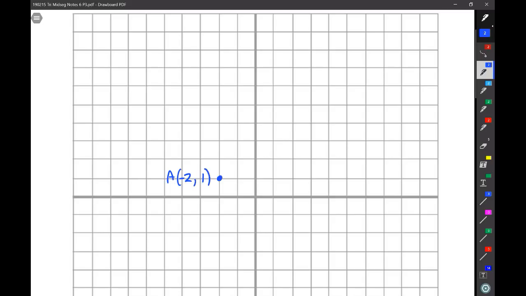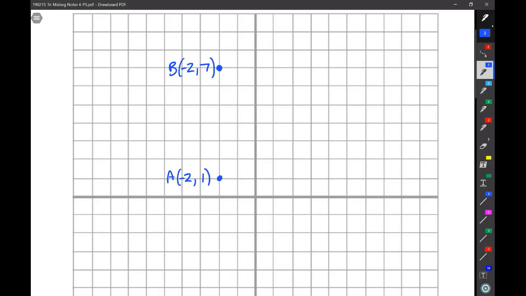All right, point B goes at -2, 7. Point B goes at -2, 7. So still -2, then 1, 2, 3, 4, 5, 6, 7. And we'll label that as well, point B at -2, 7.